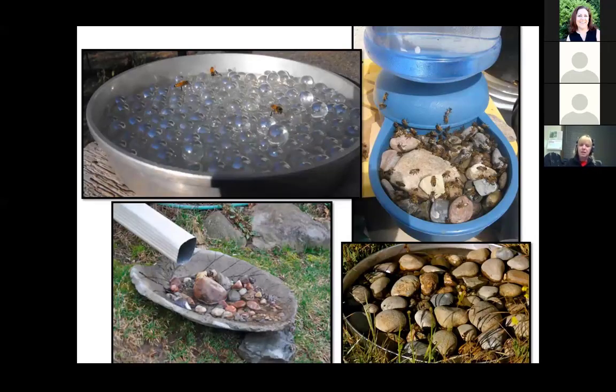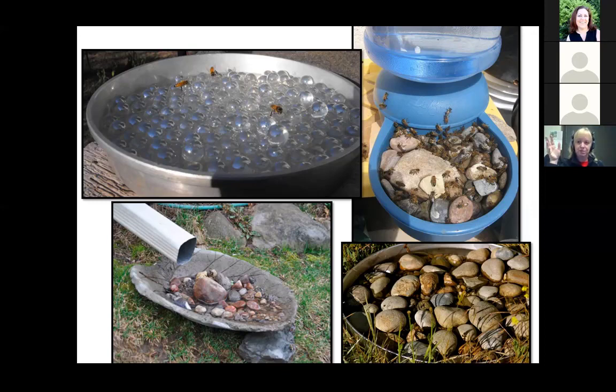So this would be just a couple examples of how to have water on hand for pollinators. They cannot swim, and so having a big pool of open water is not desirable. If you have anything like any of these that you see, rocks, pebbles, marbles, anything like that, it gives the insects something to stand on while they drink.